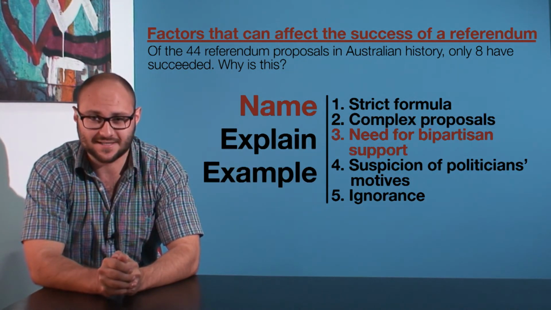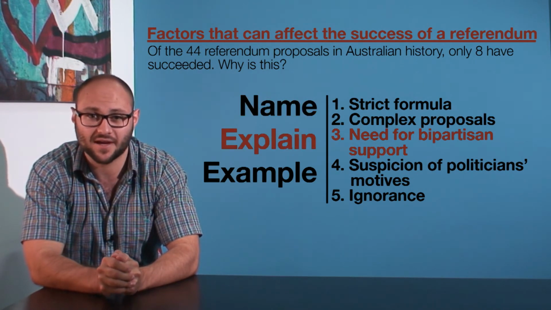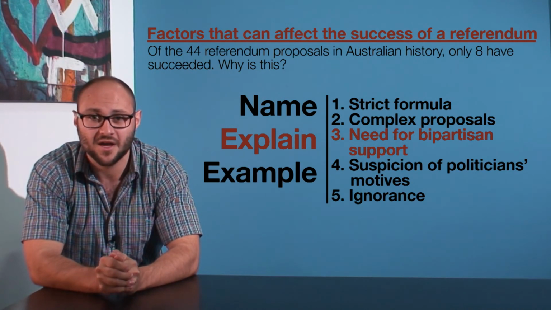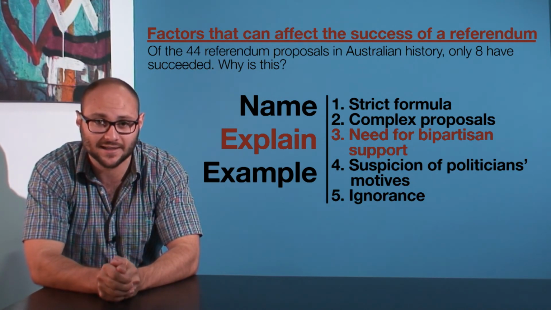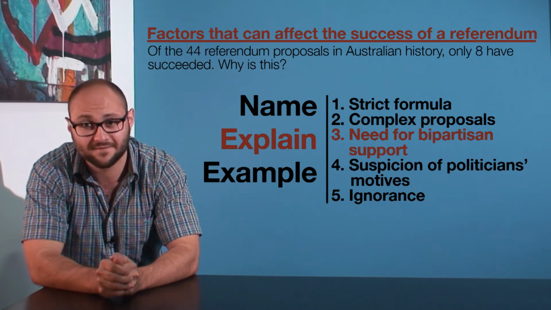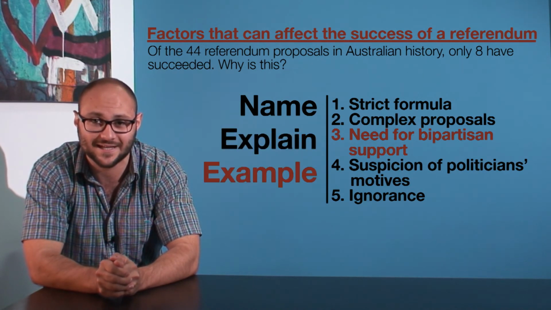Our third reason is a lack of bipartisan support. Many people vote in line with the political party they usually vote for. If one major party refuses to support the referendum, not only is it hard to pass it through Parliament, but it means that a huge section of the voters will vote the proposal down. Former High Court Justice Michael Kirby stated that this was the reason why the 1999 referendum on Australia becoming a republic was voted down.